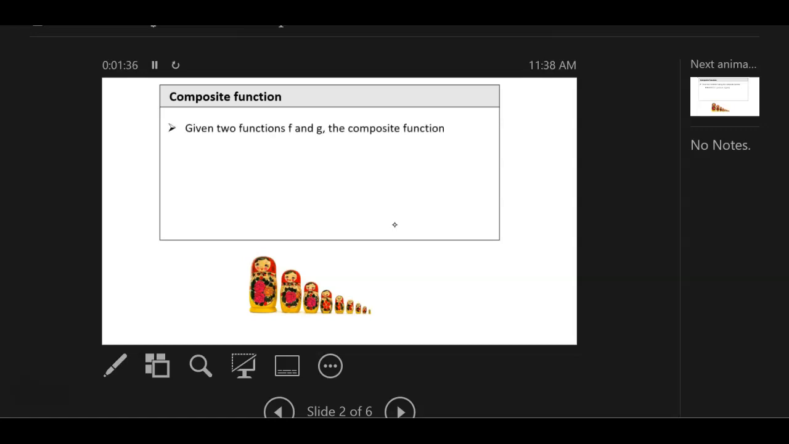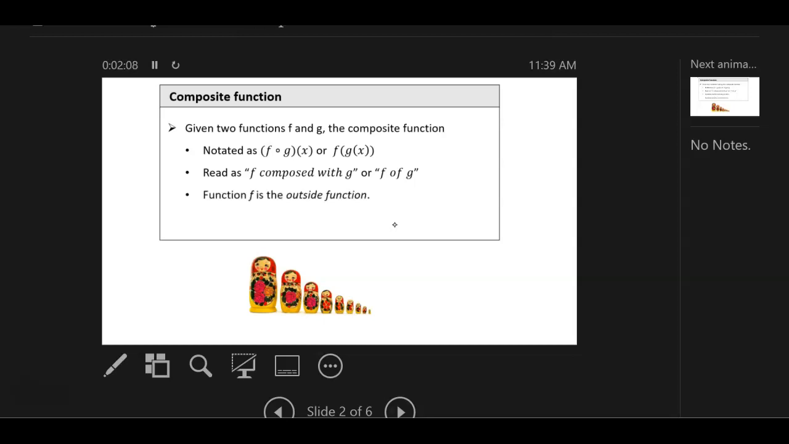Let's go ahead and write this down. Given 2 functions, an f function and a g function, you can make a composite function where you're putting one inside the other. You notate it like this. It kind of looks like f o g of x, but that's not really an O. It's like a little circle. That means composite. But you can call it fog if you want. The way you say it is f composed with g or f of g. The f function is outside and the g function is inside. So make sure you write that down, please.